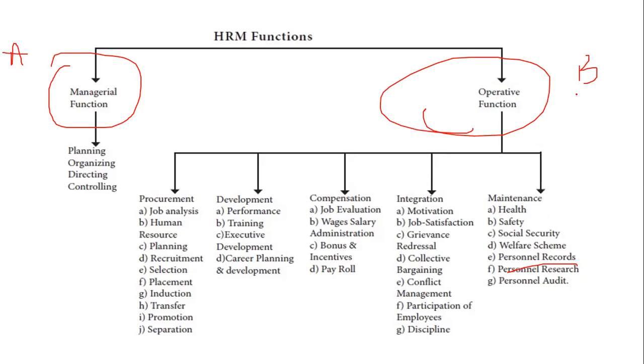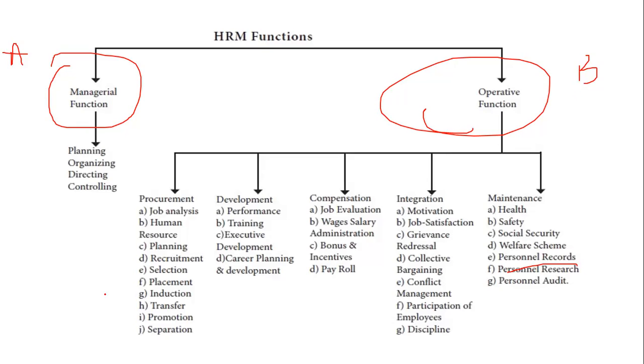So it talks about planning of your people, organizing the people, directing the people, controlling the people. All this comes under your managerial functions, right? So managerial functions are the ones which take into consideration the planning, the organization, the direction, and the controlling part. That is one thing. Second is your operative functions. Now, operative functions talk about what? It talks about your operation.